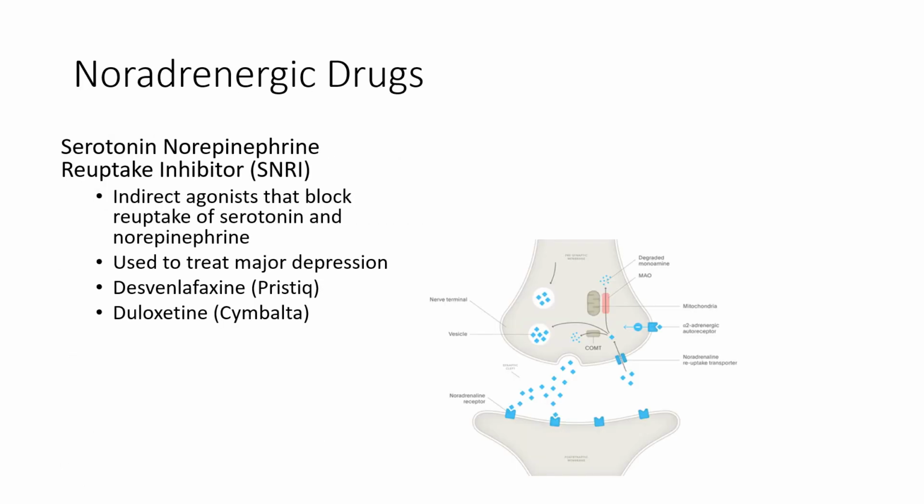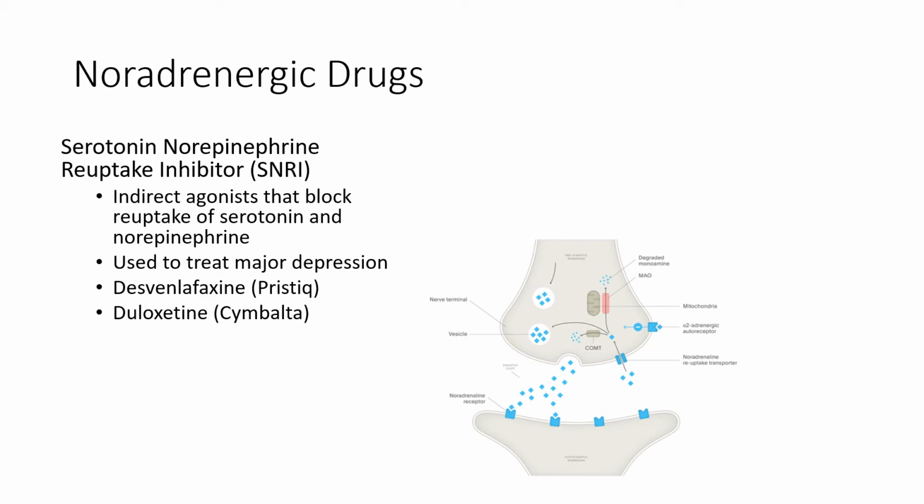Let's look at some of the noradrenergic, I cannot say that, the norepinephrine drugs. So the main one that you might have heard of is the serotonin norepinephrine reuptake inhibitor. It's similar in ways to SSRIs. These are SNRIs, serotonin norepinephrine reuptake inhibitors.